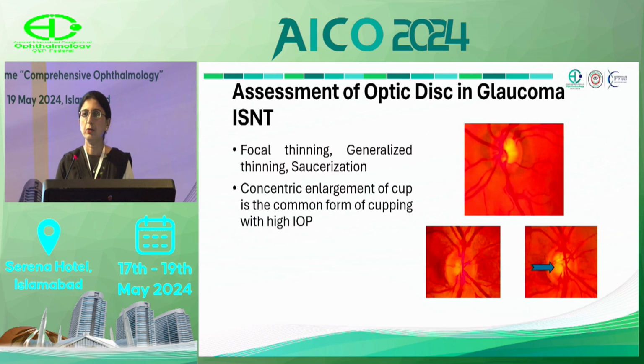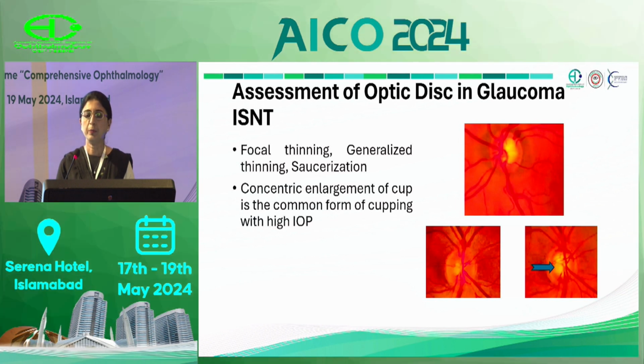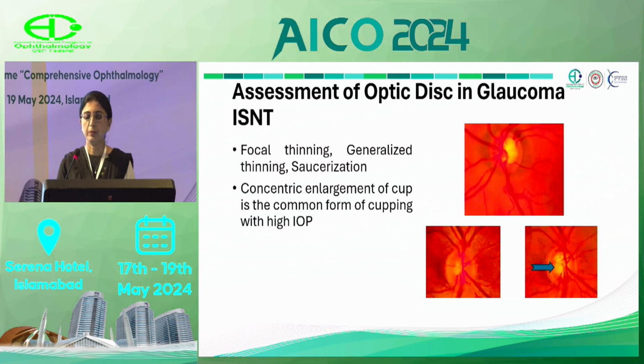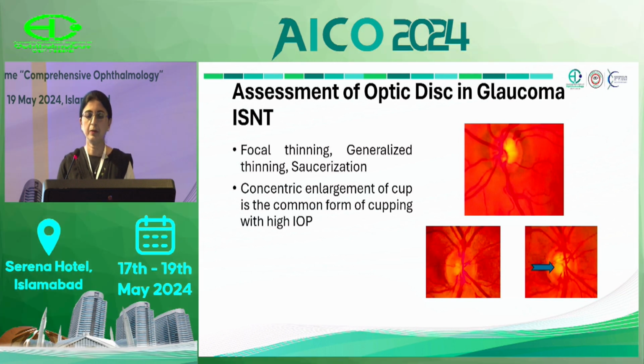The second thing to look at is the neuroretinal rim. The neuroretinal rim is the site of damage in glaucoma, so we must look at it carefully, superiorly, inferiorly, laterally, and medially. And it follows the ISNT rule. The ISNT rule means that the inferior rim is thicker than the superior, and that is thicker than the nasal, which is thicker than the temporal one.